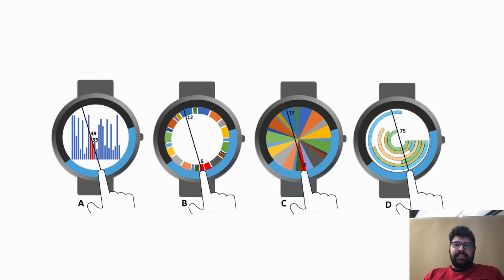We tested our technique with line graphs, but we also showed how the partial BezelGlide technique can be generalized to other types of graphs that are common on smartwatches. For example, as you can see here, we demonstrated how partial BezelGlide can be used to interact with bar, pie, donut, and radial bar graphs, which are common graph types on smartwatches.